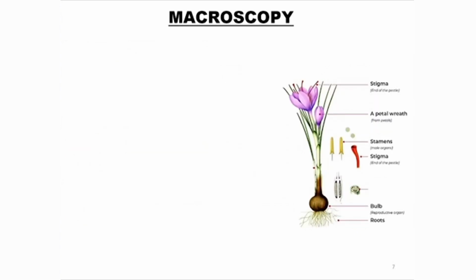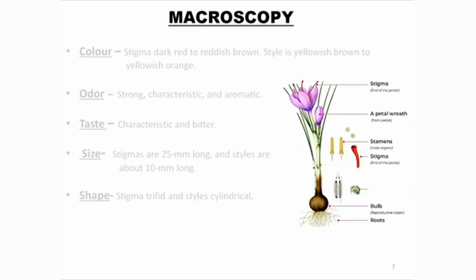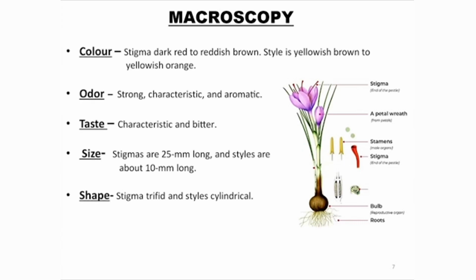Next, we discuss the macroscopy of the saffron flower. Saffron's stigma is typically dark red to reddish brown in color, and the style is yellowish brown to yellowish orange. Saffron has a strong, characteristic, aromatic odor and a bitter taste. Generally, the stigmas are 25 mm long and the styles are about 10 mm long. The stigmas are trifid in shape, and the styles are generally cylindrical.